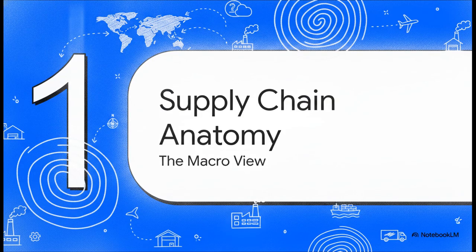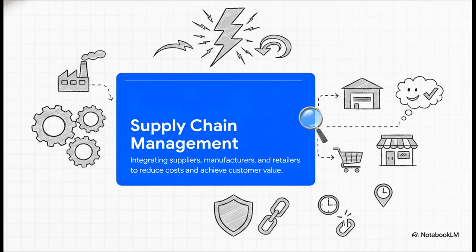Okay, let's kick things off with Section 1, the anatomy of a supply chain, focusing on the macro view of global trade. Now, the classic textbook definition calls this the effective and efficient integration of suppliers, manufacturers, distributors, and retailers to reduce system-wide costs and achieve customer value. Right. But in the real world, success here isn't just about moving boxes quickly and cheaply anymore. Today, it's measured by your resilience when disruptions hit, how fast you adapt to wild market changes, and ultimately, delivering the exact value the consumer wants right when they want it.